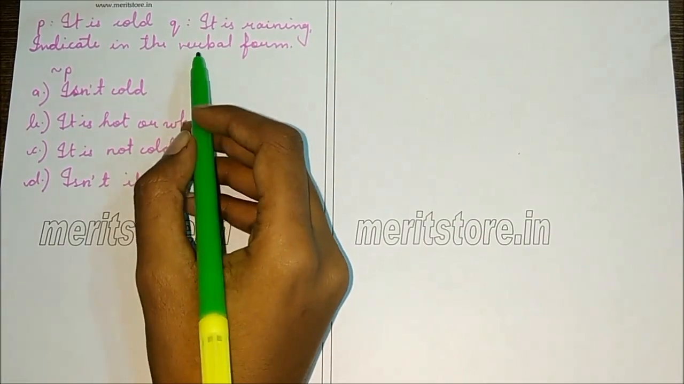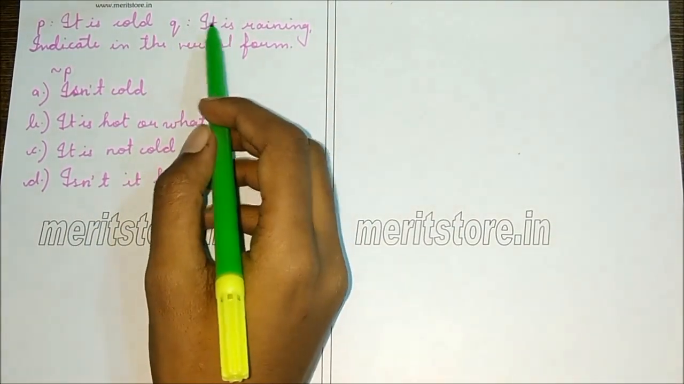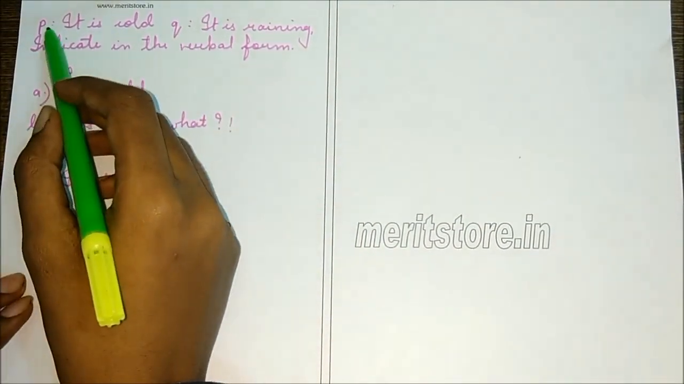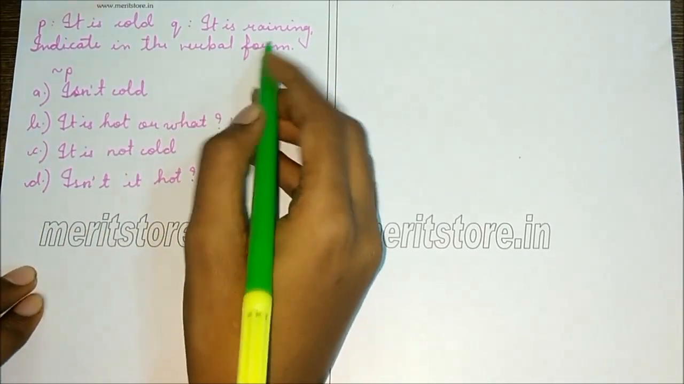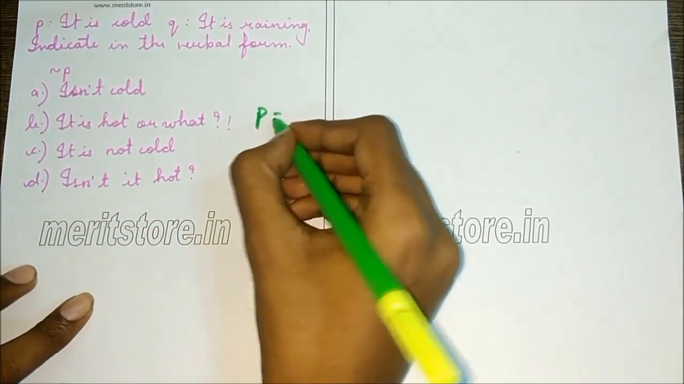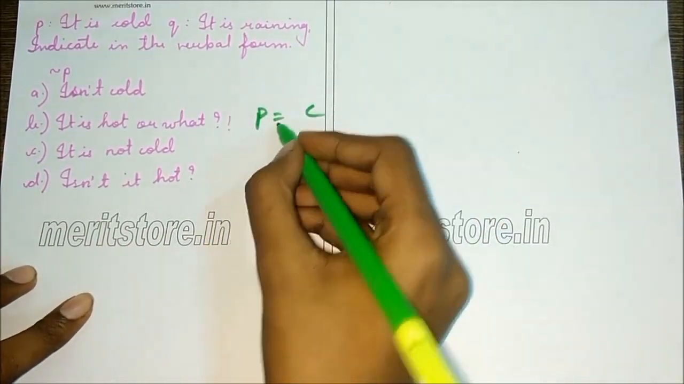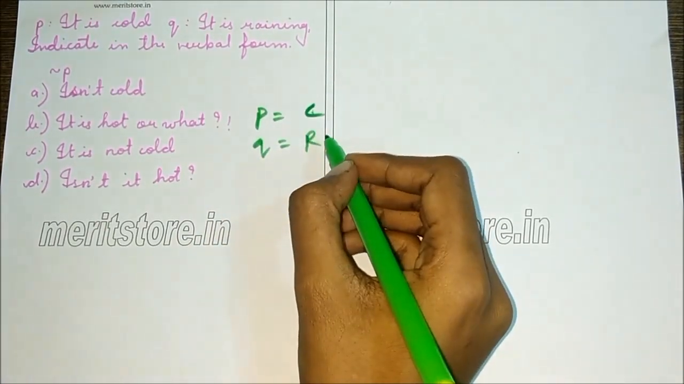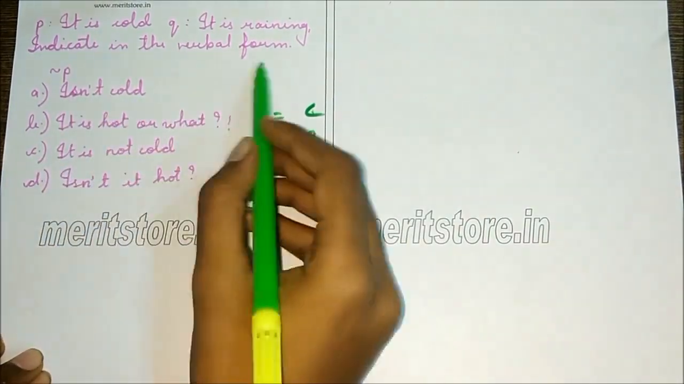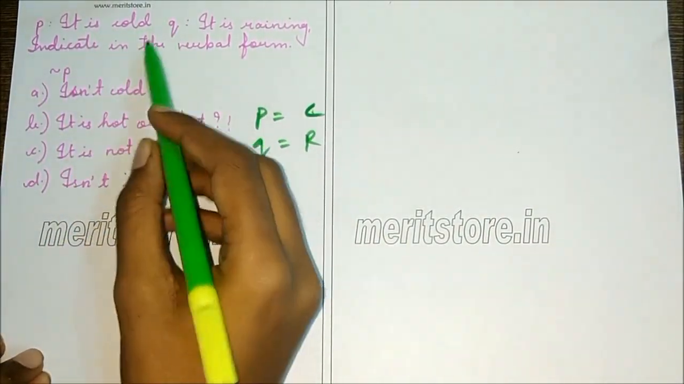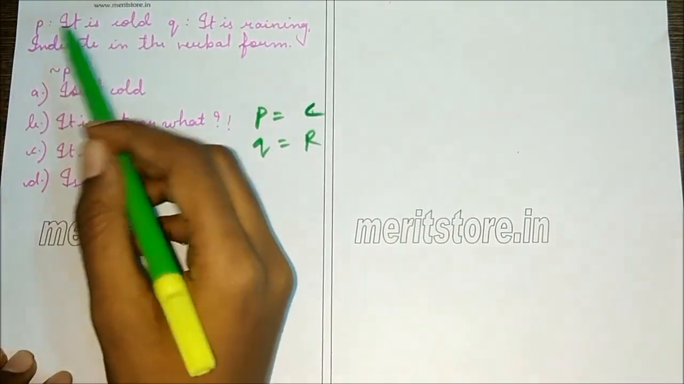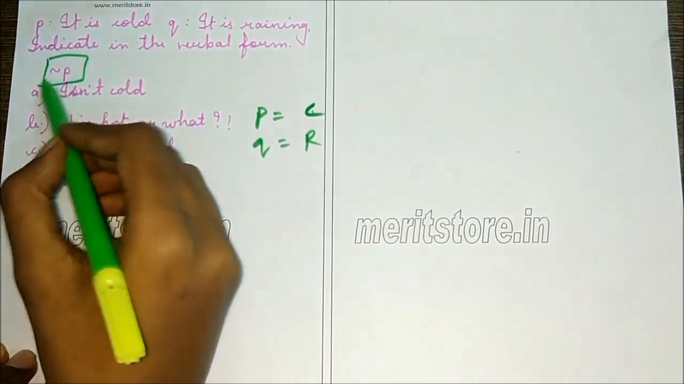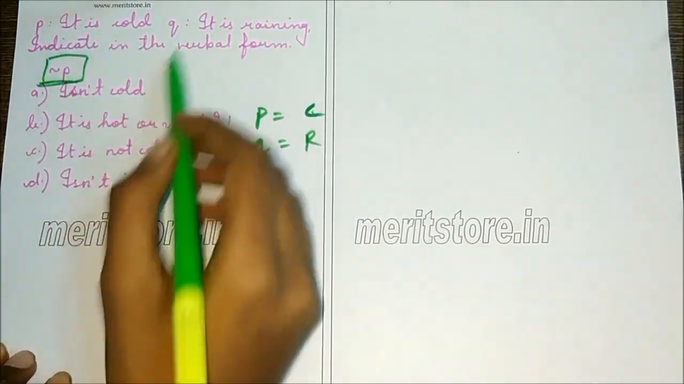So we have another comprehensive set. The two statements which we are going to use are P, it is cold, and Q, it is raining. So let P be, it is cold, and Q be, it is raining. So we have to do the reverse of what we were doing previously. The symbol is given and we have to form a sentence using that symbol.